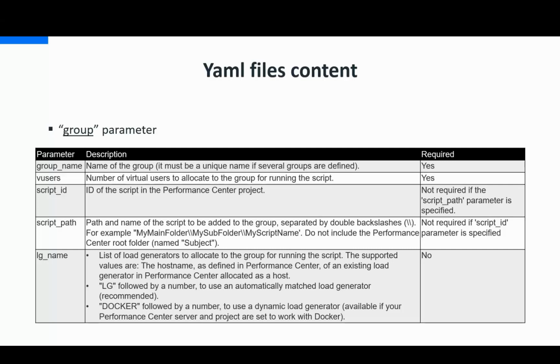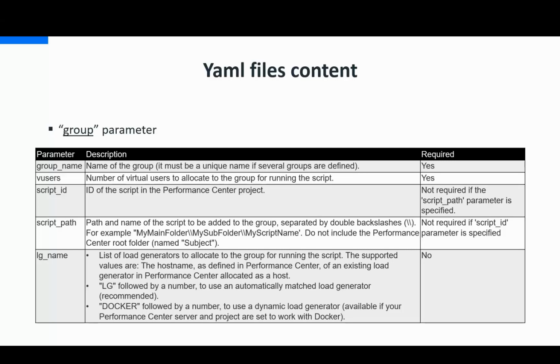The vusers is the number of vusers that will be used to run this group. Script ID, script path. So here we have two options. We can either specify for the group the ID of the test, and this is assuming that you know the ID. To know the ID, you need to log into the Performance Center project, look for the script, find it, and then you will have the possibility to see the ID that was allocated to it.